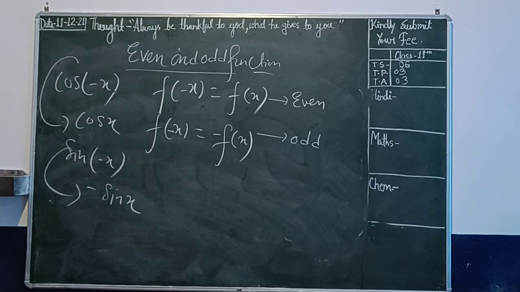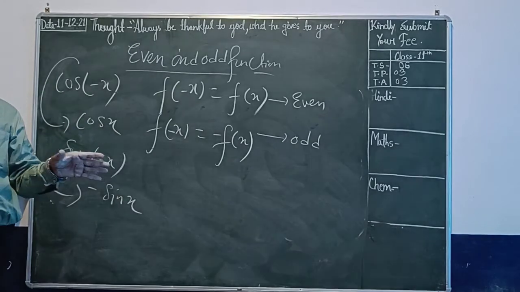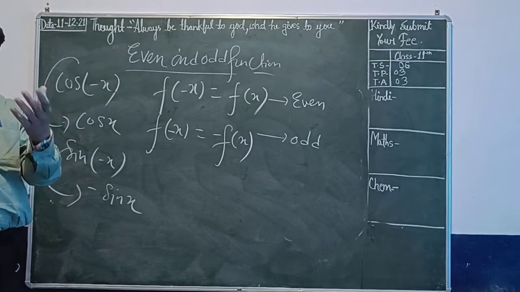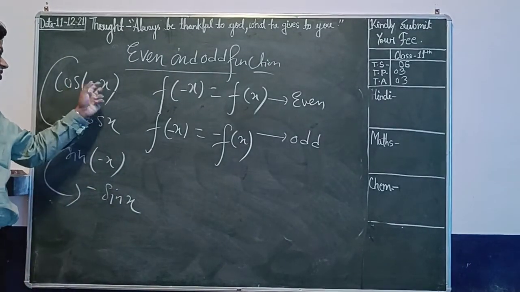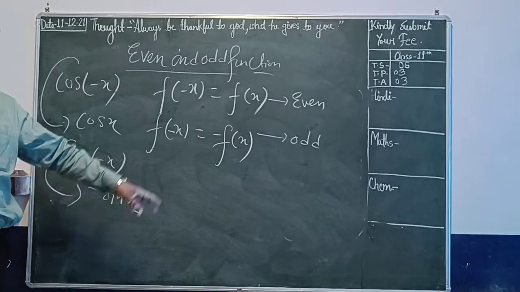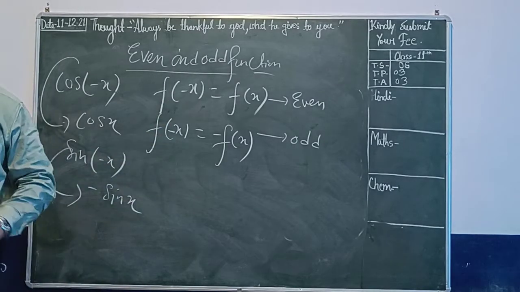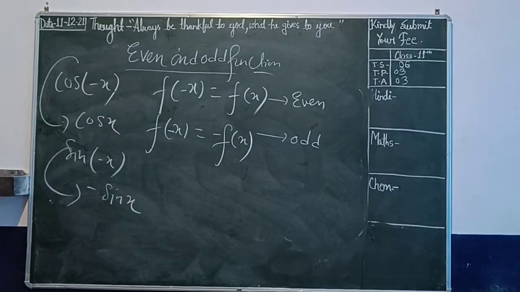No dear. The sign will be changed, no? The sign is changing. When you get sine minus x, you are getting minus sine x. Sine minus x equal to minus sine x. You are getting cos minus x equal to cos x. Which one is following the criteria?